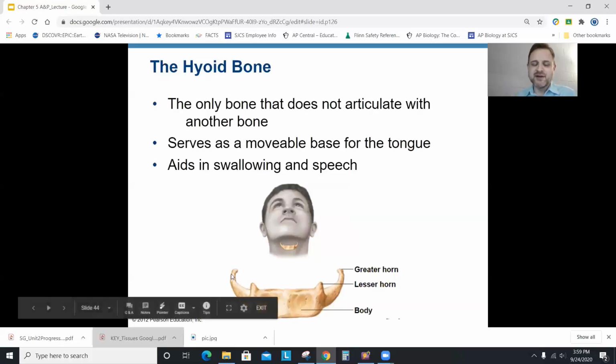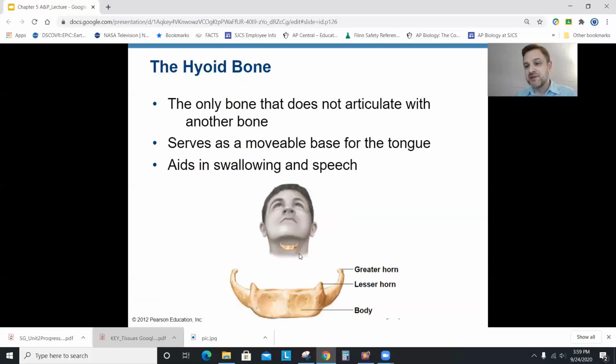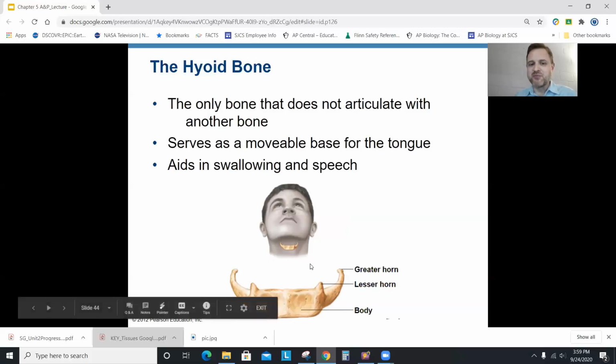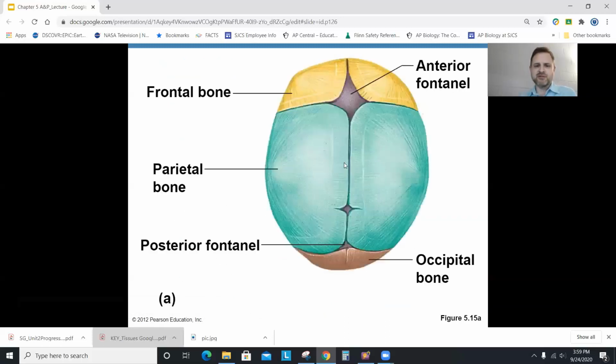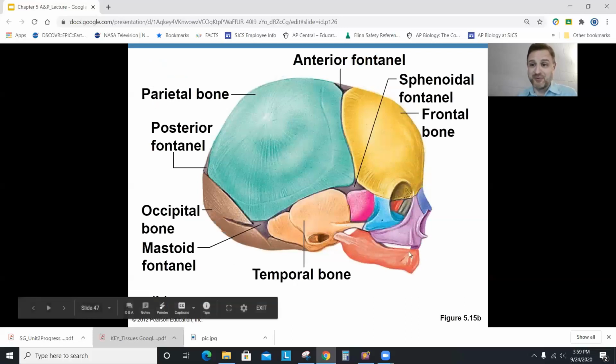It has these four horns, the greater horn and the lesser horn. But it's just a good Jeopardy question. The only bone that doesn't touch another bone is the hyoid bone. Okay. So, quick little aside on the fetal skull. Quick picture. I know that looks super creepy, right?